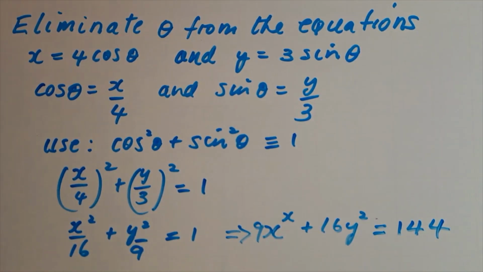So we've used a trig identity, cosine squared theta and sine squared theta equivalent to 1, to eliminate theta from these two equations, giving us an equation in x and y.